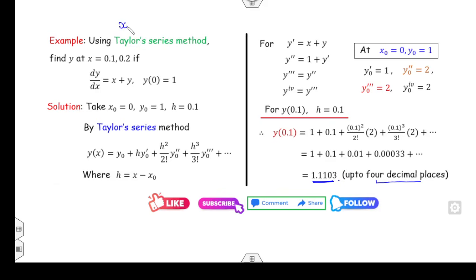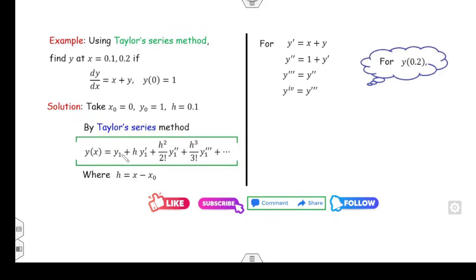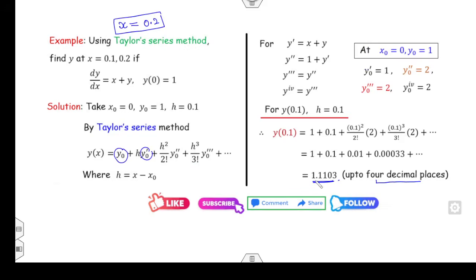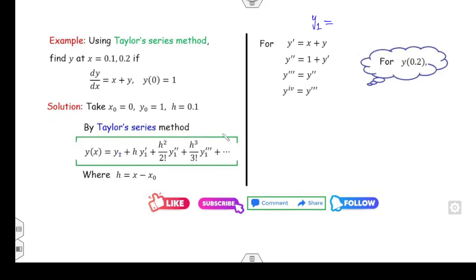Now, how can you calculate the answer at the point 0.2? Fine. There are two ways. Firstly, the first method is I can replace the value of y0 with the help of y1. What is y1? We have computed y1 as 1.1103. And then we can find these values at the point x1.